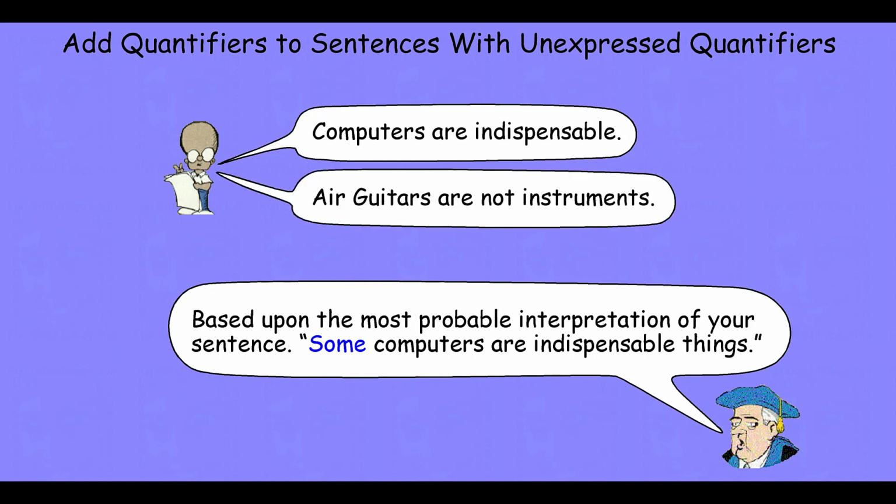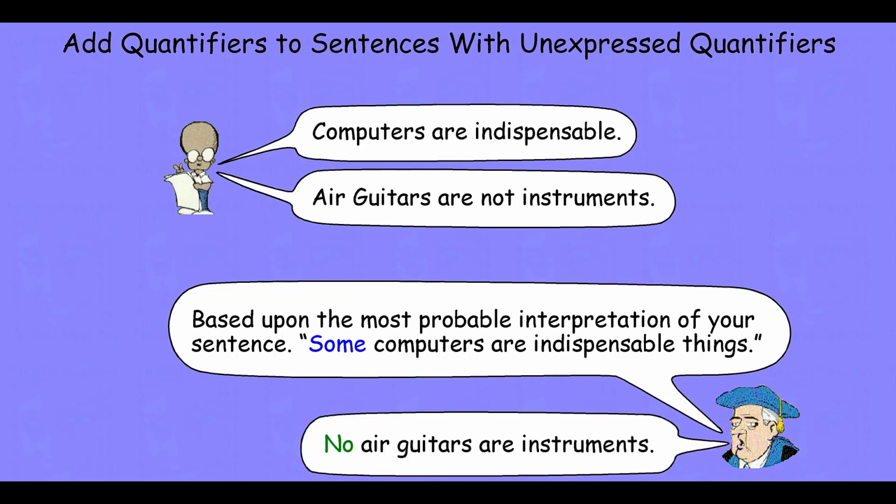Suppose we have the sentence, air guitars are not instruments. Again, we have to decide no, all, or some. All air guitars are not instruments is not a standard form categorical statement, so we would also have to change our copula. How about no air guitars are instruments? Well, that's the one that seems to make the most sense in the real world. How about some air guitars are not instruments? Well, there's really no basis for distinguishing between air guitars that are and air guitars that aren't instruments, so our best interpretation then will be no air guitars are instruments.